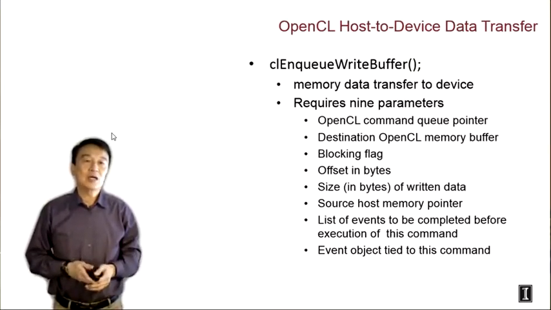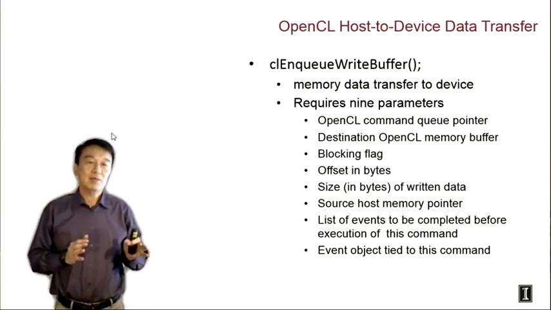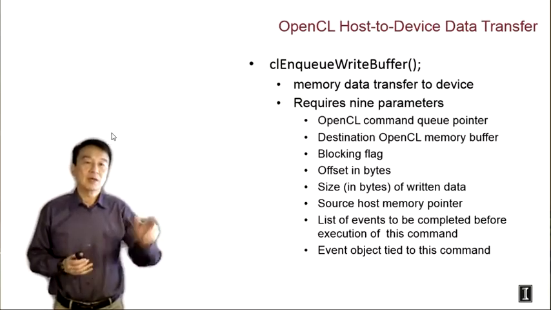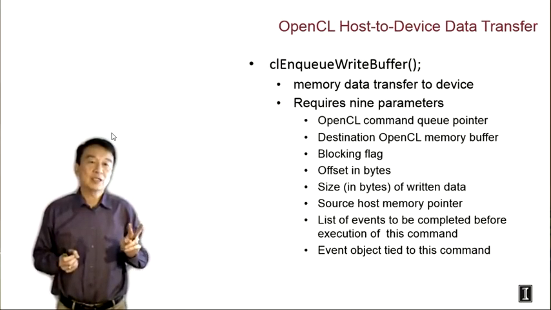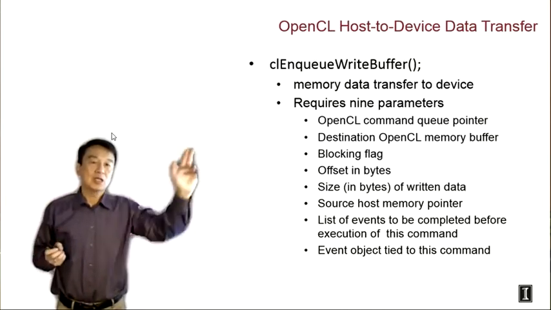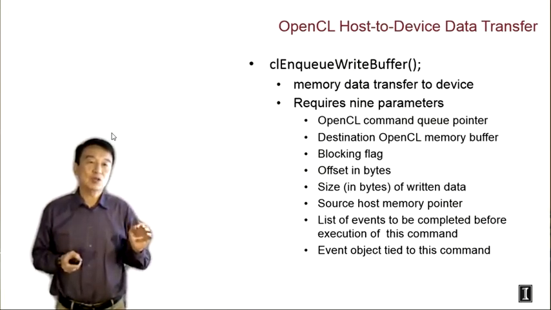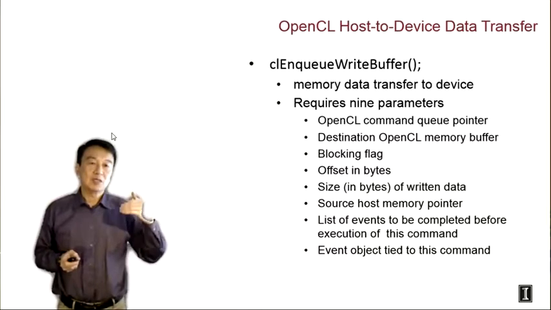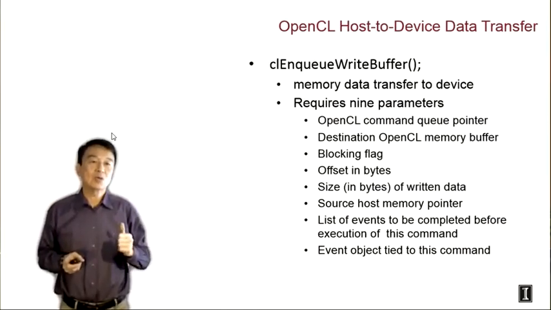This slide shows the OpenCL host to device data transfer. This is equivalent to CUDA memcpy from host to device. And like CUDA, OpenCL has two different kinds of API functions, one to transfer from host to device and one to transfer from device to host. This command, clEnqueueWriteBuffer, is the API function for host to device data transfer. All these commands are named with the host as the reference. Here the host is writing into the device memory. That's why it's called enqueue write buffer.